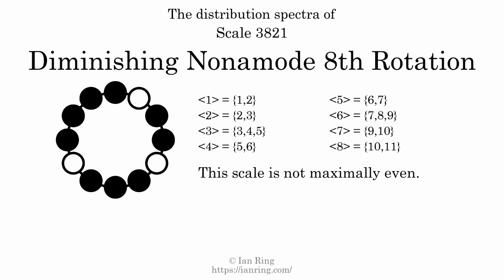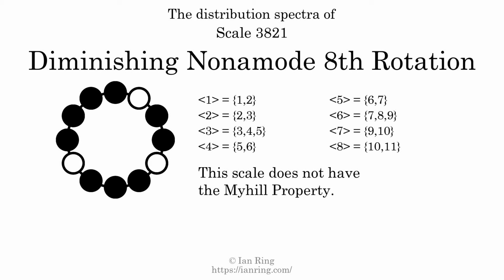The highest spectrum width is 2. Since this is greater than 1, we know that this scale is not maximally even. If every spectrum has exactly 2 specific intervals, we call that the Myhill property. This scale does not have the Myhill property. Since the generic interval ranges do not overlap, this scale is proper. But it is not strictly proper because some specific intervals appear in more than one spectrum.